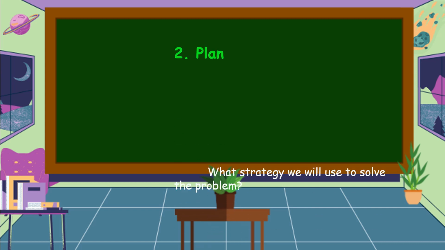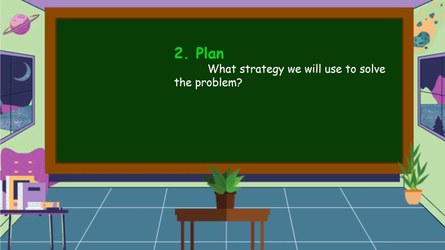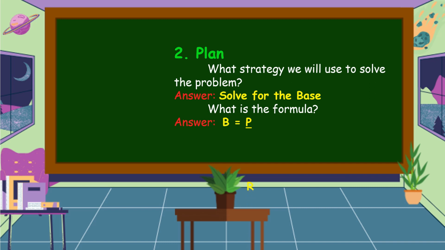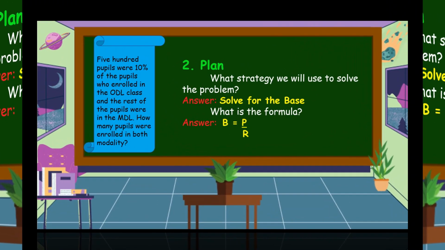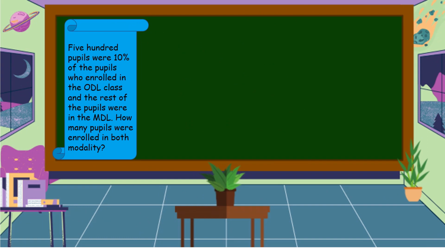So, we know already what is asked in the problem, what are the given facts. Next is we're going to have a plan. What strategy that we're going to use to solve the problem? So, we're going to solve for the base. What is our formula? Okay, base is equal to percentage divided by rate. We have already a plan, so let's execute the plan. We're going to solve for the base, which is equal to percentage divided by rate.